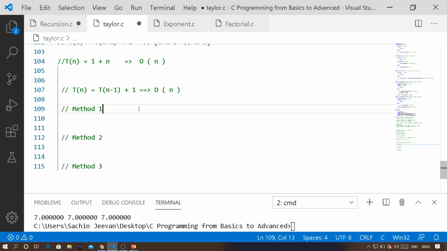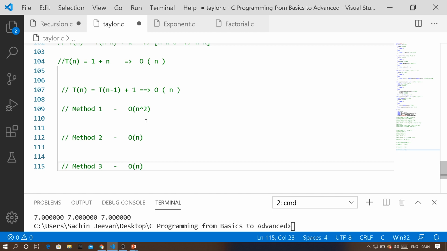Coming to the time complexity of the first method, it is order of n square. What is the time complexity of the second method? The time complexity of the second method is order of n. What is the time complexity of the third method? The time complexity of the third method is also order of n.